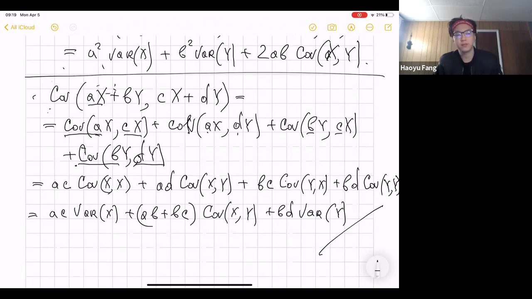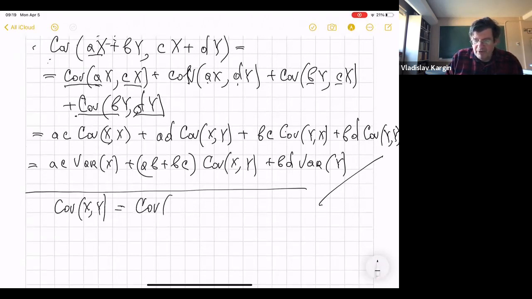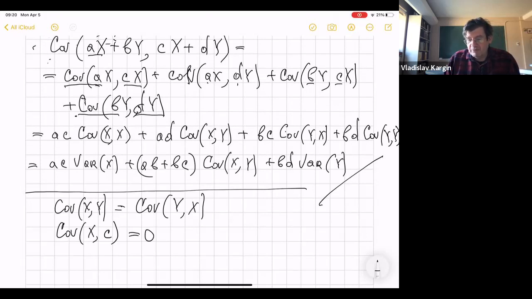That makes sense. Yeah. So one more thing that should be mentioned: several properties that I used and did not state. Covariance of XY is equal to covariance of YX. Another thing which is very useful is that the covariance of X and some constant is equal to 0. Again, this can be checked. So covariance of X with some constant, it's not dependent.